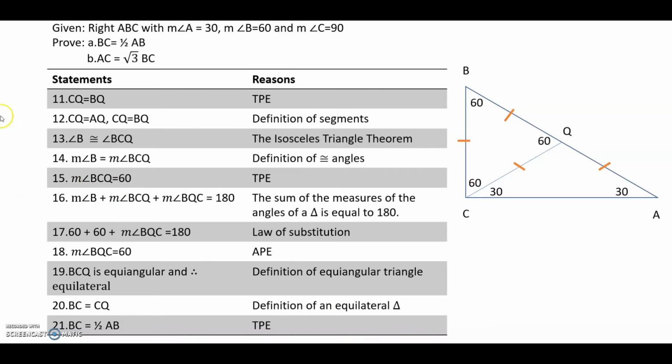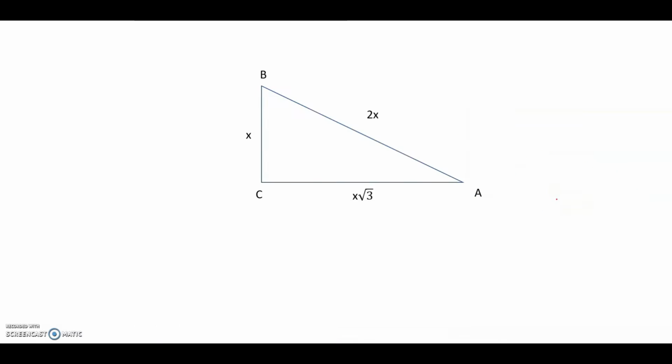And then the next one, for letter B, we're going to prove that AC is equal to square root of 3 BC. So if this is AC, we're going to prove that that is equal to square root of 3 times whatever the length of BC. That's why it is square root of 3 BC. Okay?